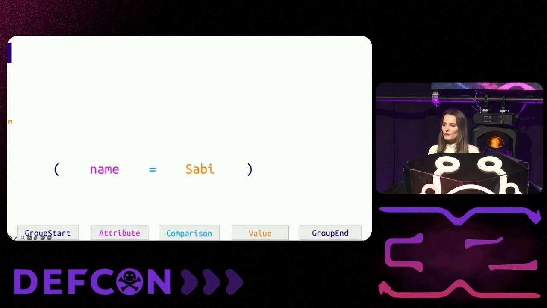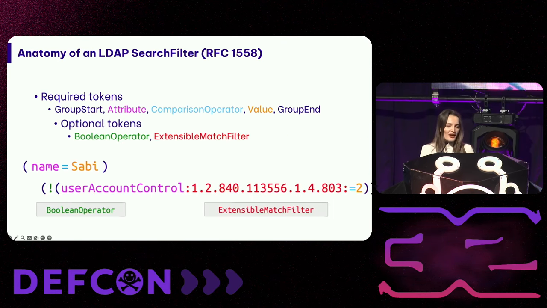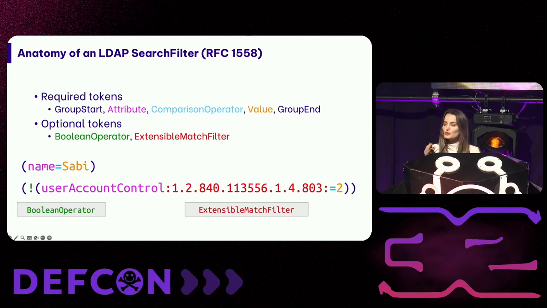As filter is the main one, let's see what makes up a filter. It's made up of tokens. There are five required tokens that we have: group start and group end. They hold in the middle the attribute and the value for it, and the comparison operator. So here, for example, I'm looking for myself, basically. There are also two optional tokens, which is Boolean operator and extensible match filter.